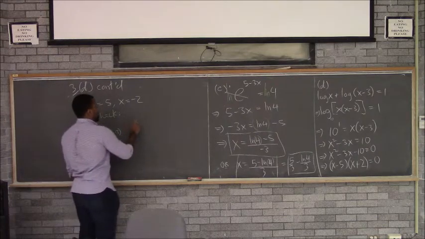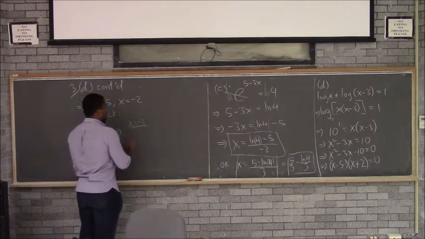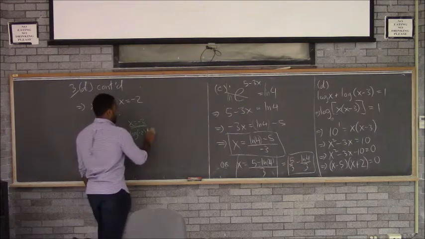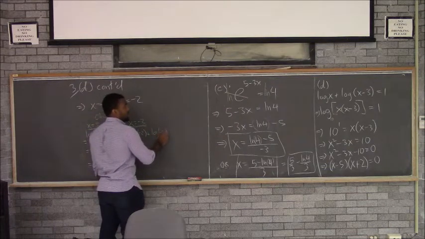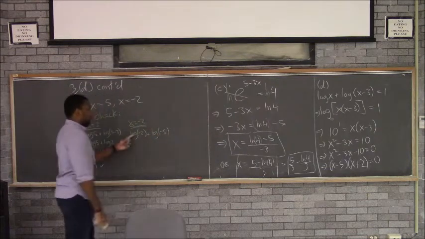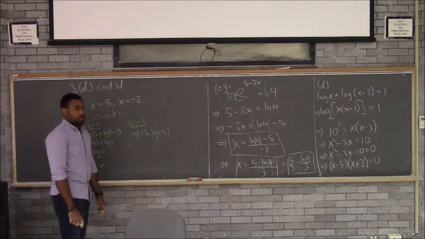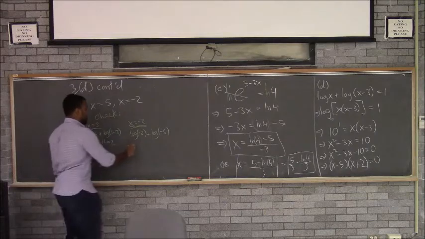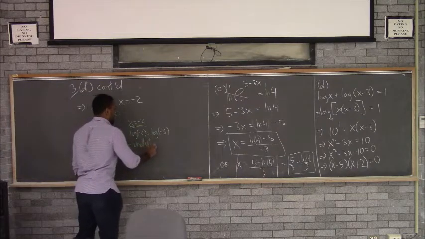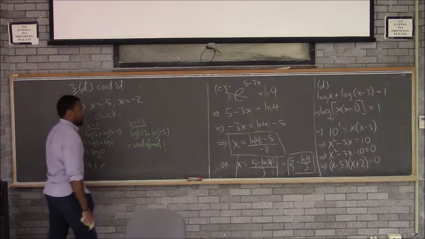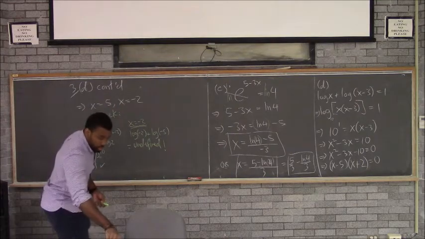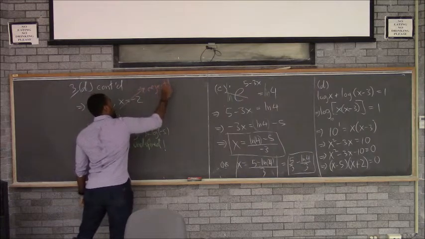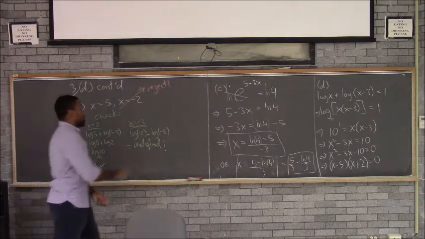If you check the x equals minus 2, you would have log of minus 2 plus log of minus 5. So what's log of minus 2? It's undefined. So this means you are going to reject this answer. And so only x equals 5 is your solution.